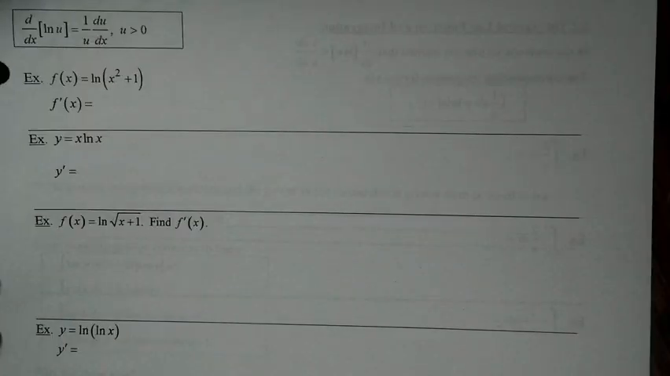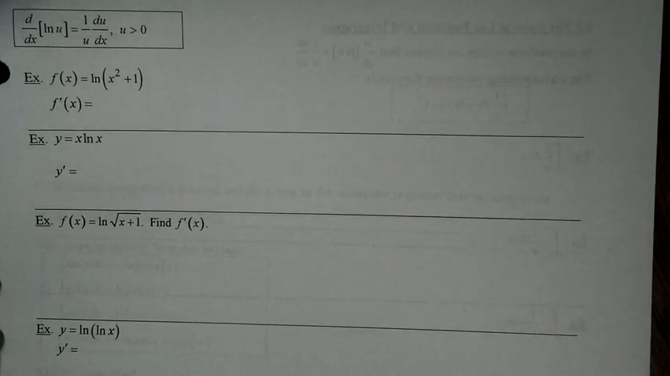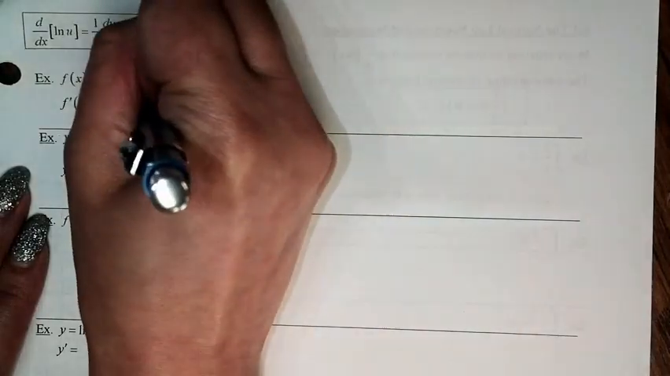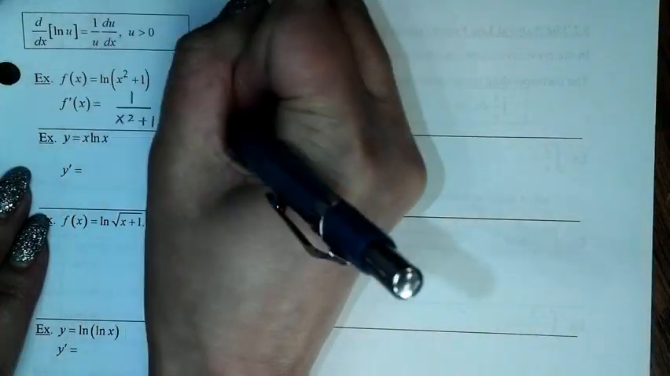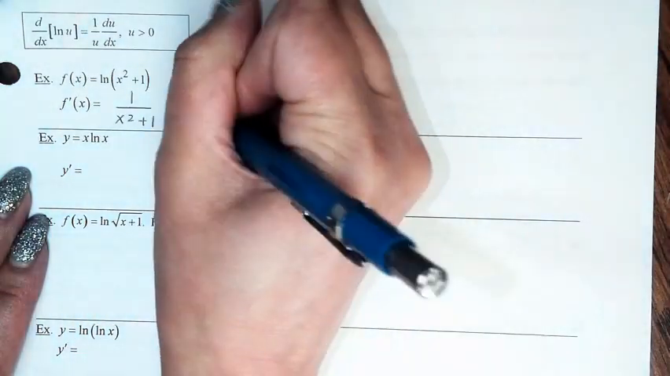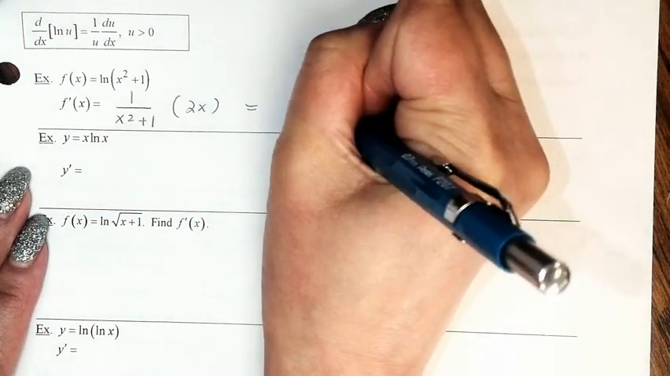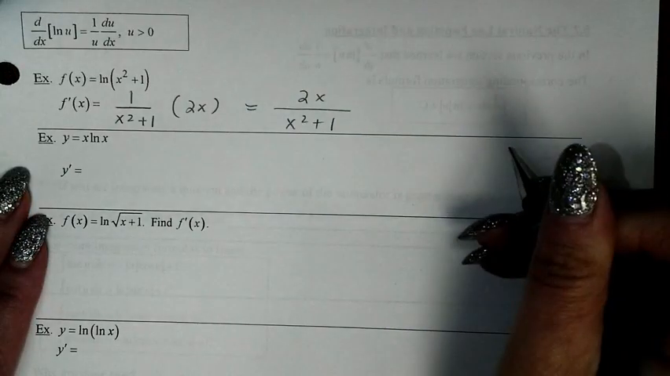So for this example, we have f(x) equal to natural log of (x^2 + 1). So what you're going to do here is the same process, 1 over x^2 + 1 times the derivative of x^2 + 1, which you know is 2x. So in other words, you can rewrite it, but there's not much that we can do here. This is as good as it gets.